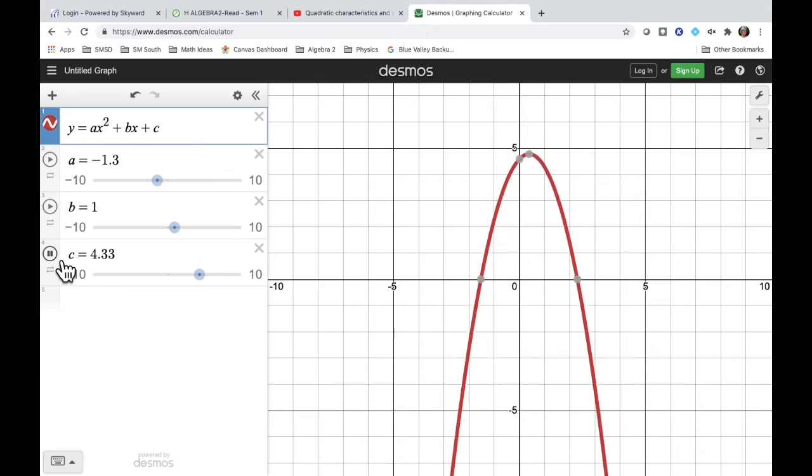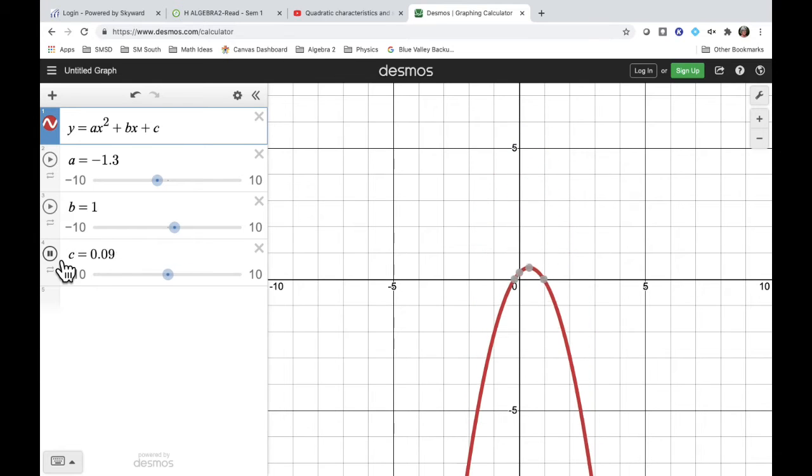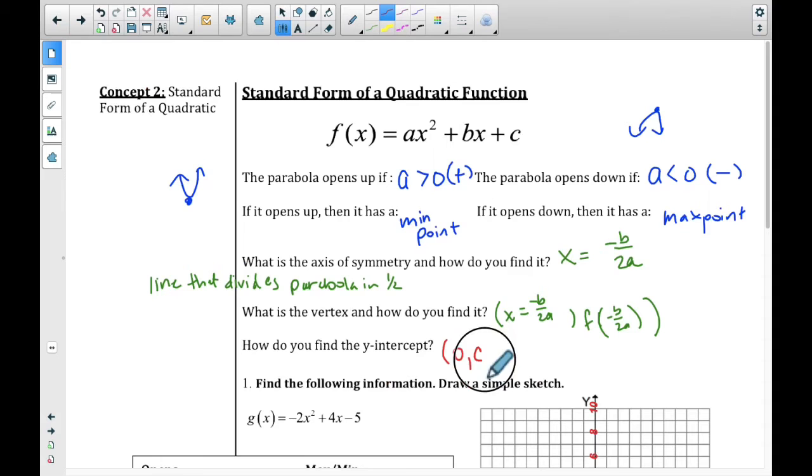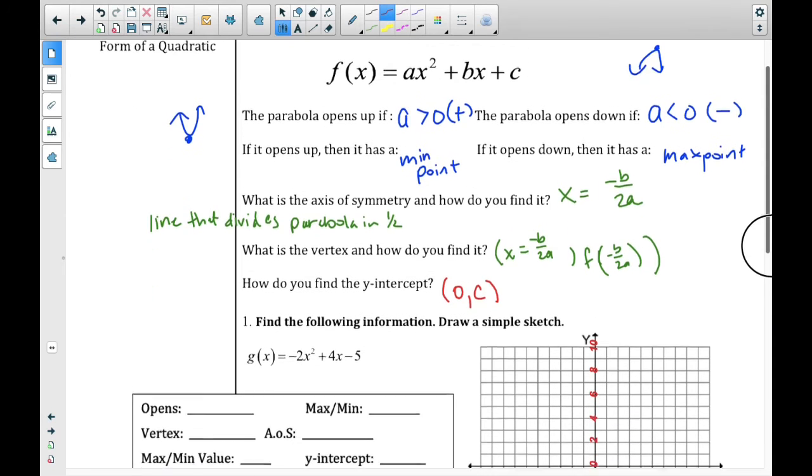So I'm going to let it come back down. It's not the vertex, which is determined by negative b over 2a. Our c value is telling us what the y-intercept is. And because it is a point, we always use a coordinate: (0, c) is our y-intercept.